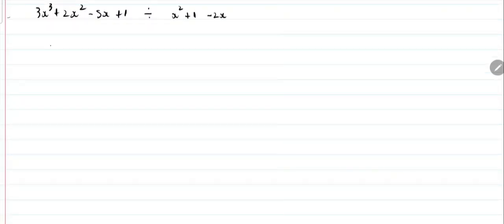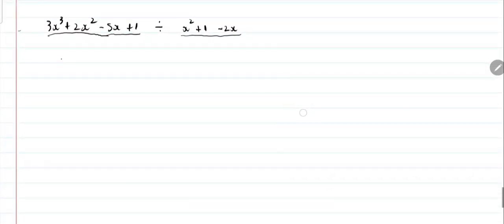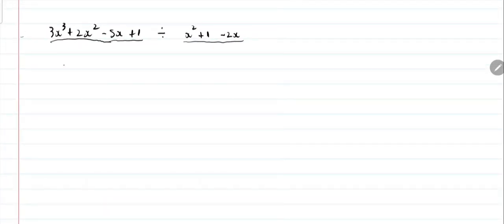Okay, so now I have 3x cubed plus 2x squared minus 5x plus 1 as my dividend, and I have x squared plus 1 minus 2x as my divisor. Right? Now what did I say you must do? Check to make sure that the dividend and divisor are in standard form.